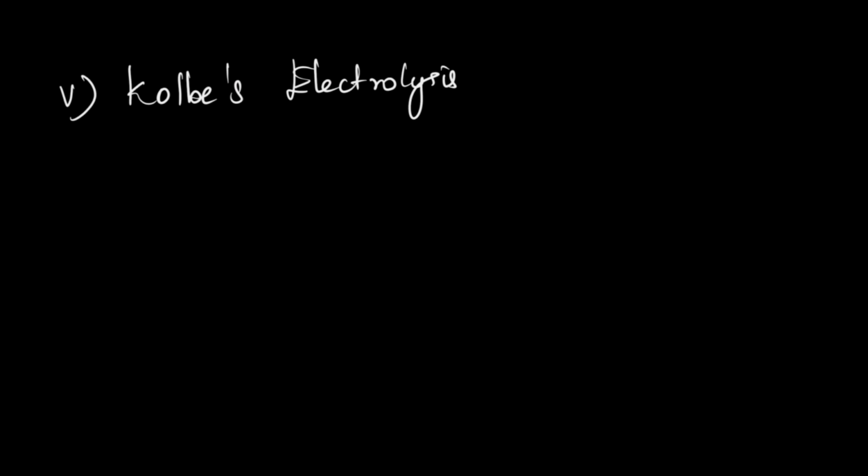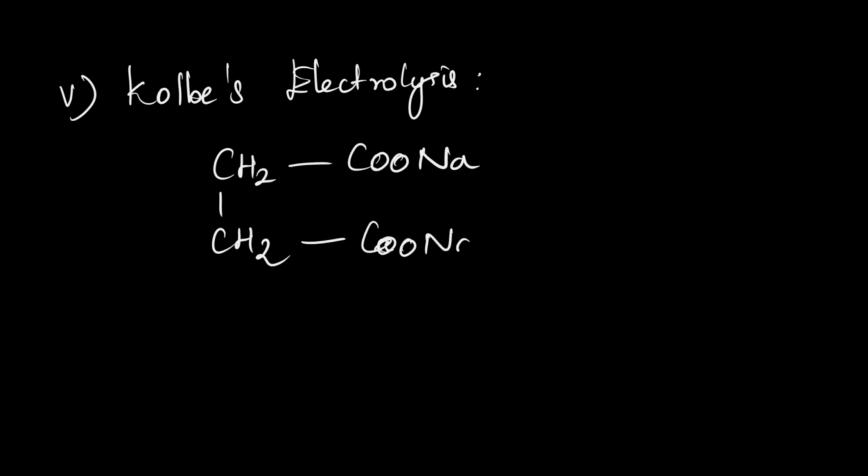Okay. Then the final preparation, that is Kolbe's electrolysis. We already talked about Kolbe's electrolysis, where at the anode we produced the alkane. Similarly, here we are taking a 2 carbon system with a carboxylic acid salt. On electrolysis, it is producing CH2=CH2 at the anode.